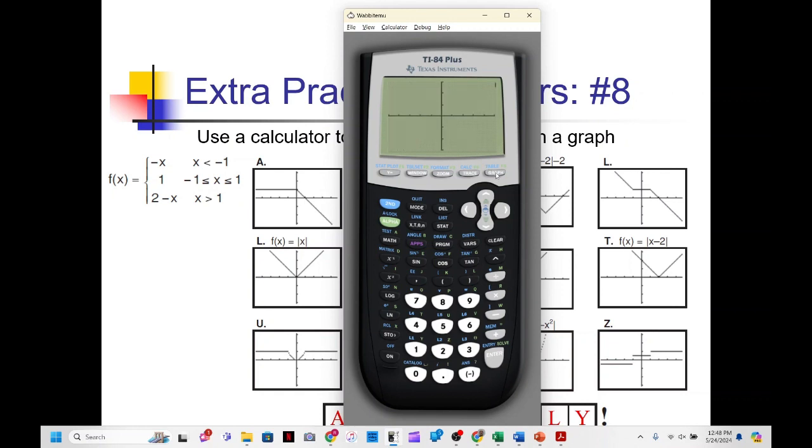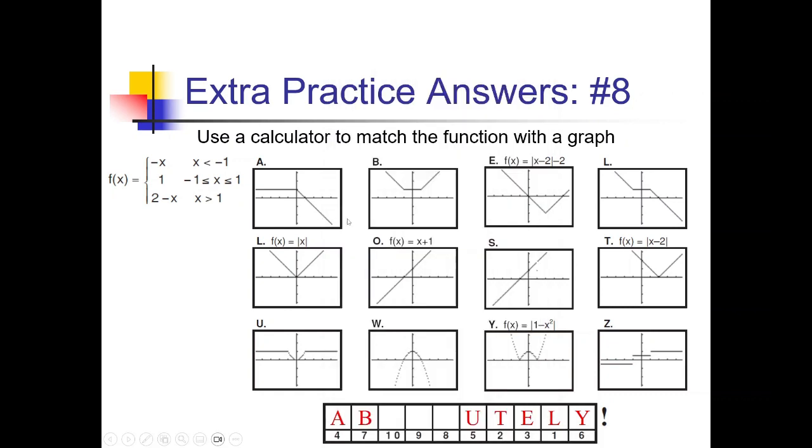So press graph. So there's the first two pieces, the same as number 7. And now here's the different piece. It keeps going down instead of going back up. So we've got kind of this sort of shape here. It looks like L. So L is 8.